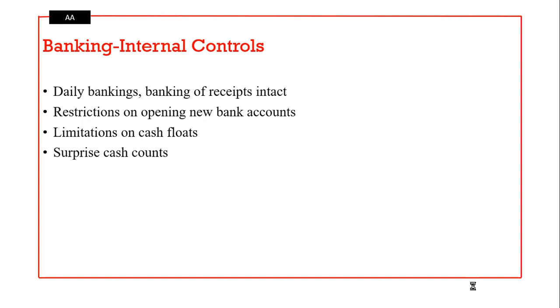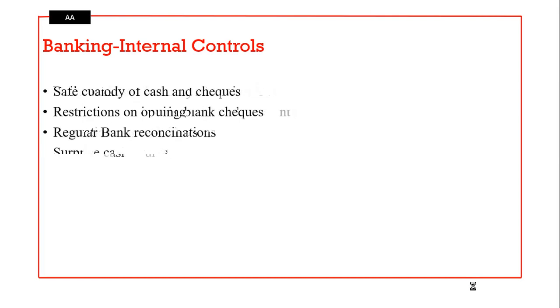Restriction on opening new bank accounts is also very important to minimize the problem of hectic bank reconciliation. A good number of bank accounts means that you have to do a number of bank reconciliations. Limitation on cash flows is very important to minimize, again, loss or misuse of cash. Surplus cash counts are very crucial here to ensure that our employees are not getting company cash for personal use.